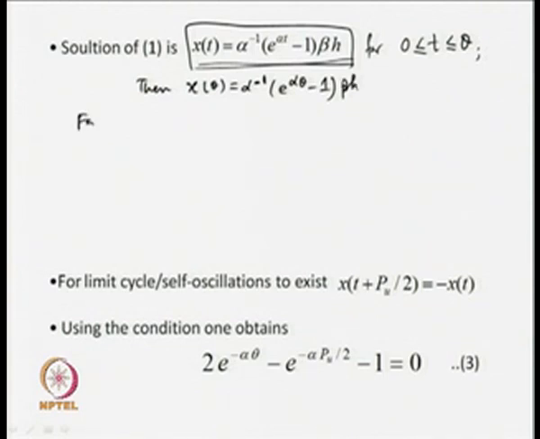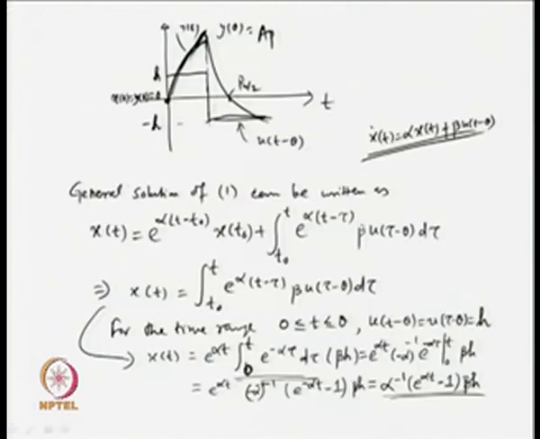But for the time range t is greater than or equal to theta, we know that the input changes: u(t minus theta), that is u(tau minus theta), is equal to minus h. We have seen that the input changes at time t equal to theta. So, when t is greater than or equal to theta, the input becomes minus h.